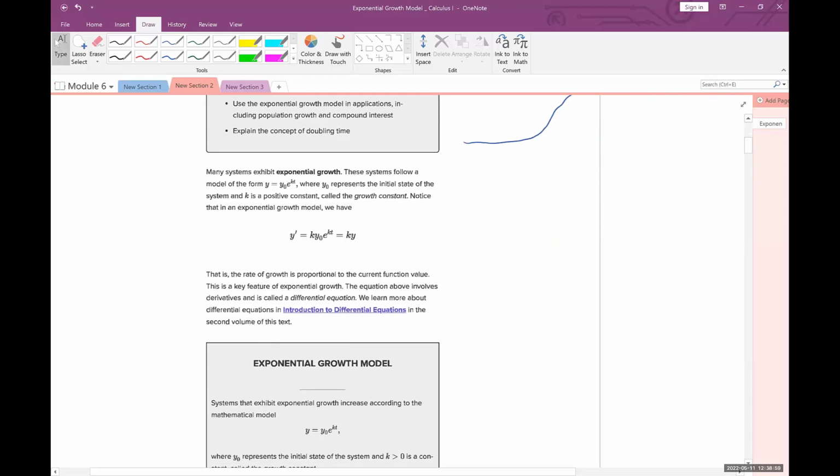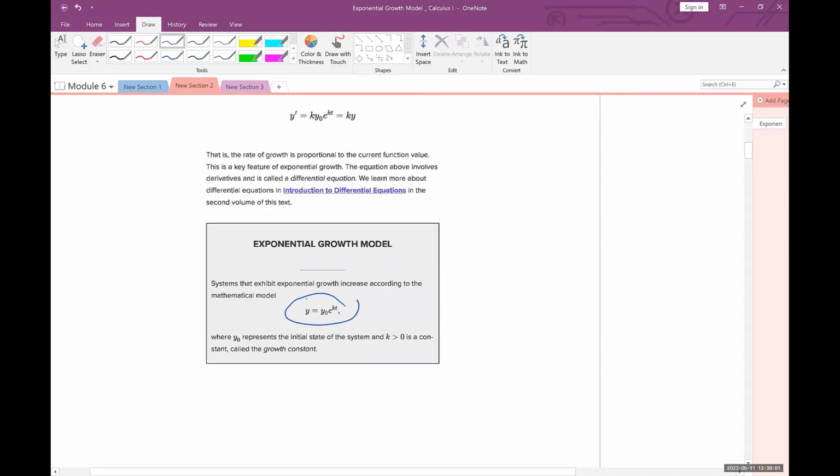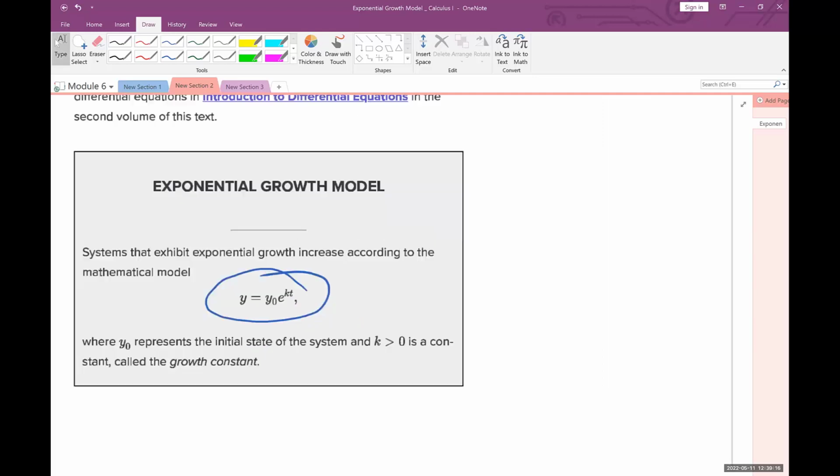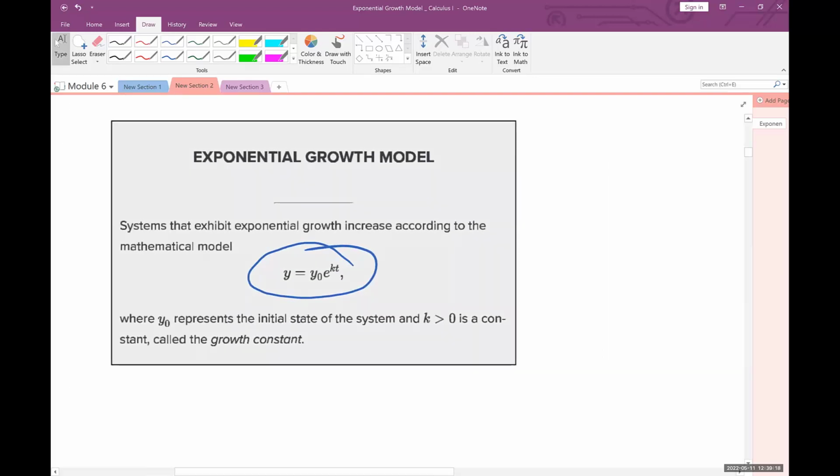Okay, so our formula is pretty much this, and you've seen various forms of this. y equals y sub 0 e to the kt, where y sub 0 is the initial amount of whatever you're talking about. If it's a substance, if it's a population, if it's money, that's your initial amount. And then k is a constant, the growth constant. t is time. So that's the basic formula.